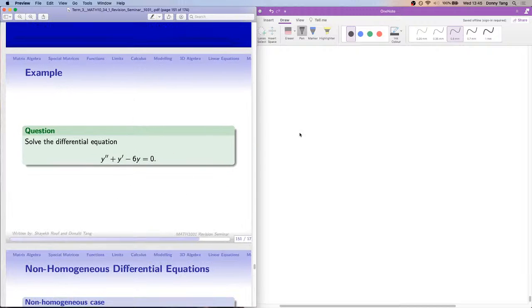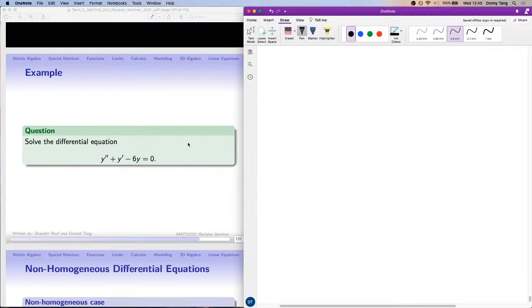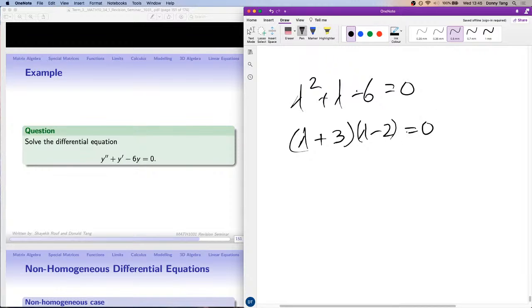All right. Solve the differential equation. So this is clearly a second order homogeneous linear differential equation. So first convert it to lambda squared plus lambda minus 6. Use maths. Solve this quadratic. What is it? It's minus 3. No, it's plus 3. Lambda minus 2. And then your solution is going to be 2, -3.